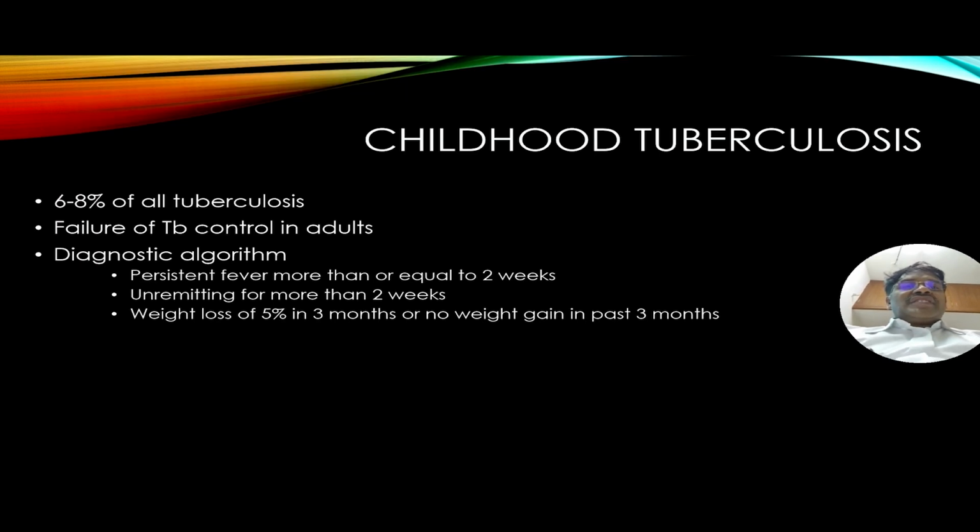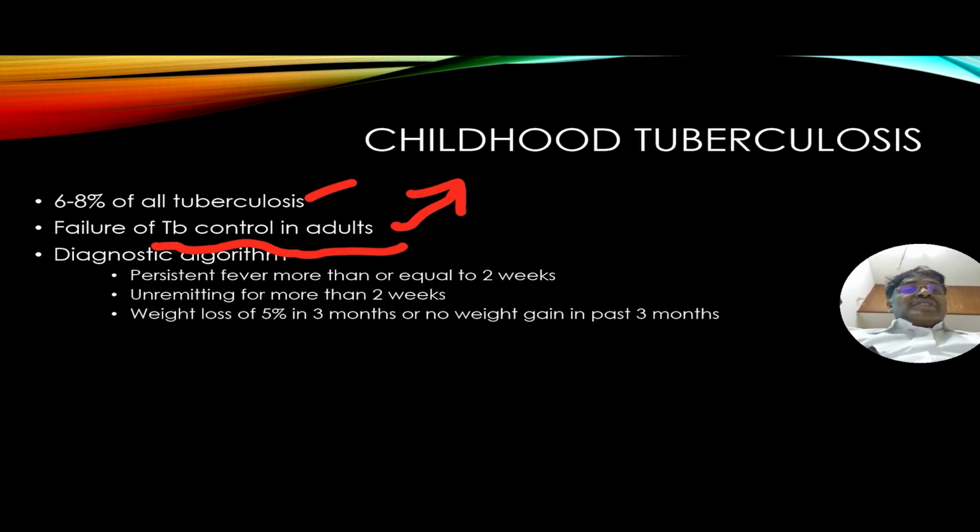Childhood tuberculosis affects 6 to 8% of all tuberculosis patients. Childhood tuberculosis occurs when active cases transmit tuberculosis to children. Mainly, children's tuberculosis occurs because of failure of tuberculosis control in adults. Because of that, it will spread to the child. That is the most important thing.